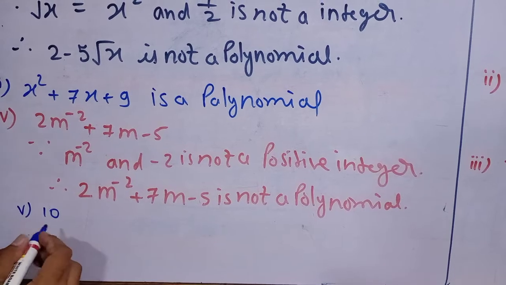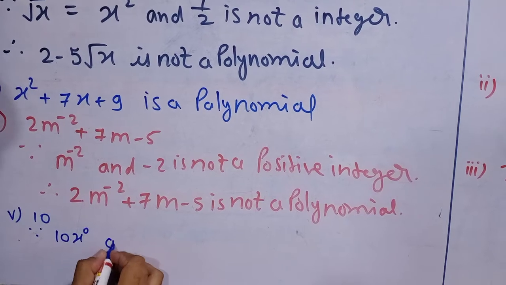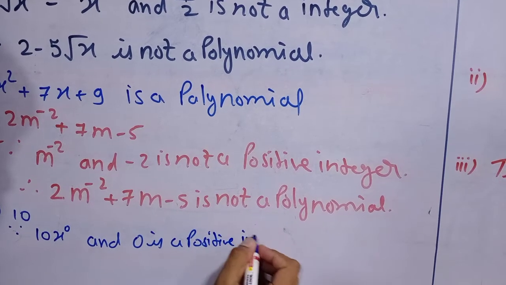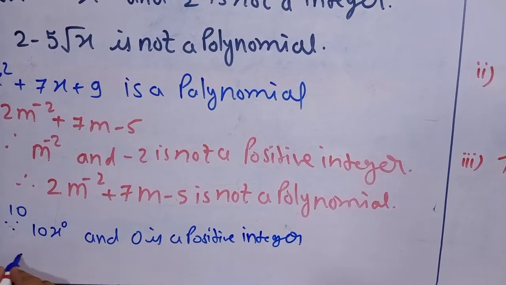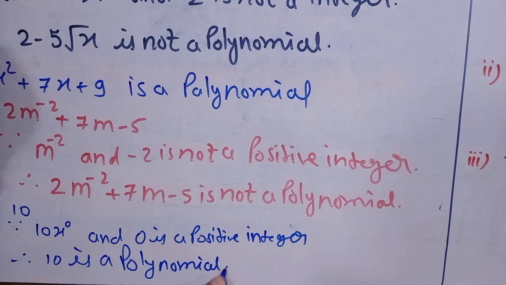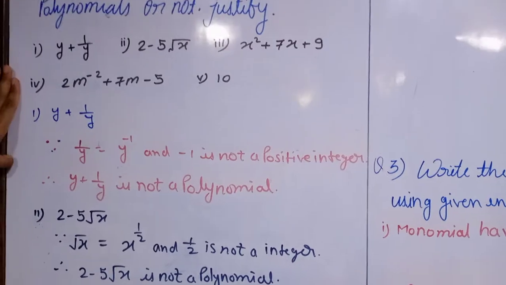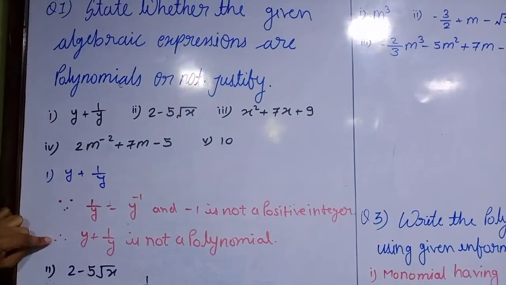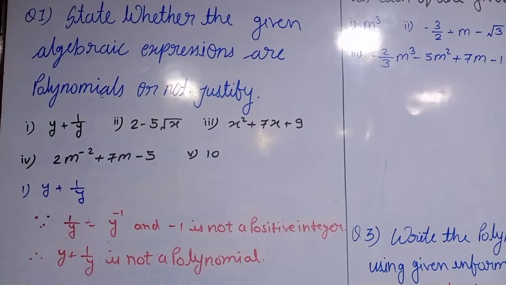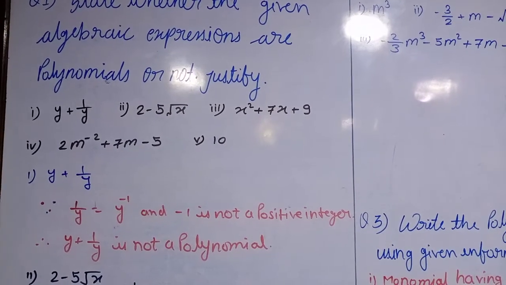The next one, that is fifth one, given is 10. So here we have 10. Because we can write that as 10 x raised to 0, and 0 is a positive integer. So therefore 10 is a polynomial. So this way we can identify whether the given expressions are polynomial or not, on the basis of the power of variables used in that expression. If they are positive integers, we can say that is a polynomial. If they are not positive integers, that's not a polynomial.